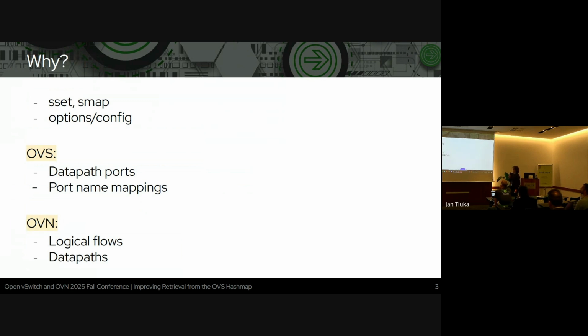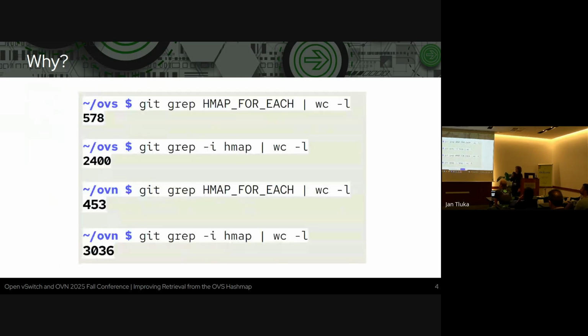So the Hashmap is used all throughout OVS and OVN. There are multiple data structures built on top of it. It stores a lot of options in config. And for OVS and OVN, it stores some of the most fundamental aspects, like the logical flows and data paths in OVN, for example. And here are just some greps for the HMAP for each iterator and mentions of HMAP. You can see there's a ton.